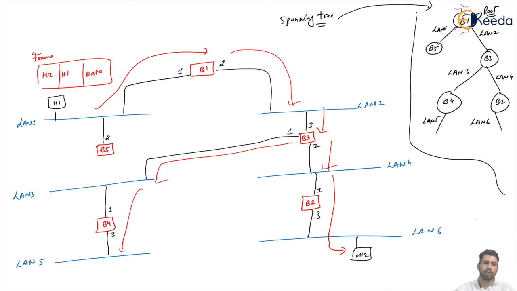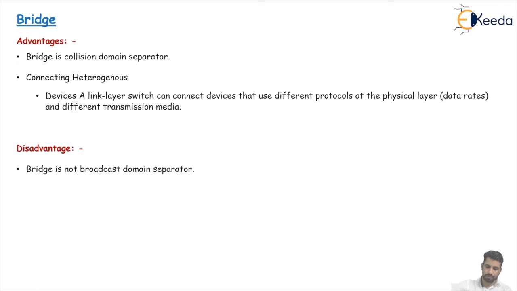Spanning tree will make our LAN bridging without any loops, because a spanning tree has this property: it makes a graph which has no loops. So this is finally the spanning tree algorithm to solve the loop problems in our bridge. This way we can solve the loop problem in any type of LAN bridging network. Okay. Next we will discuss some of the advantages and disadvantages of the bridge.